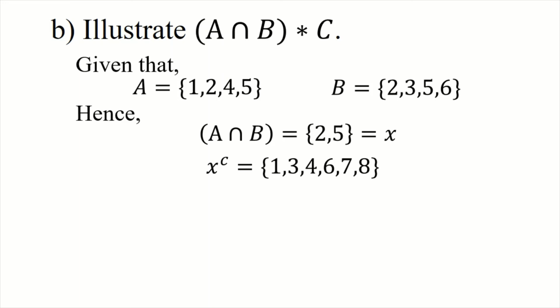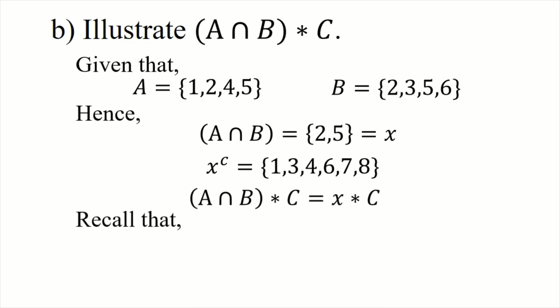Let me say it again. X complement here means, or perhaps I should say it, A intersection B complement here, it means the elements in the universal set that are not in A intersection B. So that is what we have as X complement. So let's proceed now. What is now our A intersection B star C? That is the same thing as X star C.